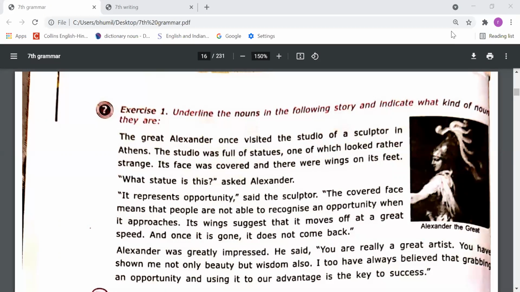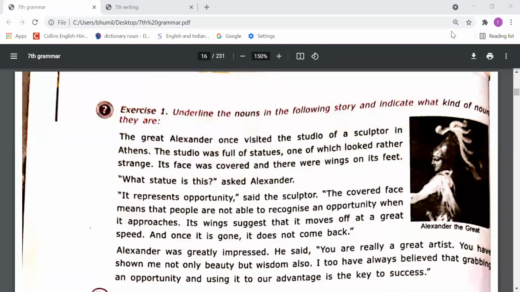The great Alexander once visited the studio of a sculptor in Athens. So we can see the great Alexander. We use "the" for the name, so that's why Alexander is a name. So underline Alexander.